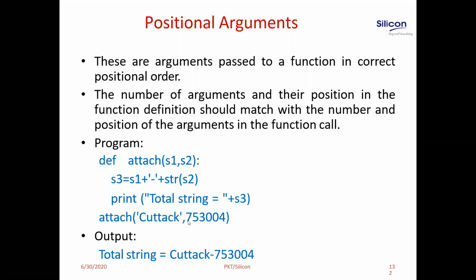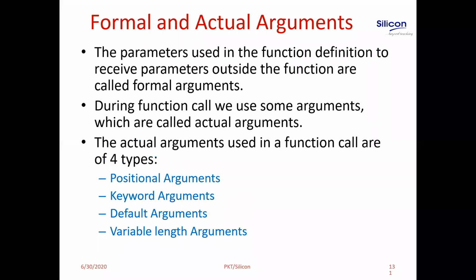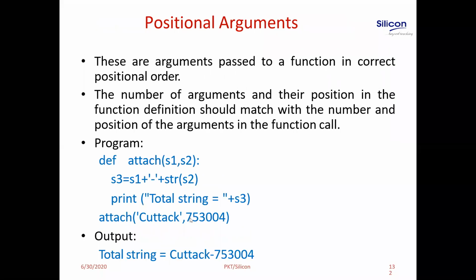However, we can change it. I will tell you how to change it if you want. So this is one way of doing it. It's a positional argument. Correct? So we have 4 types we have read: positional, keyword, default, and variable length. This is one way of defining. The order in which you define the parameters, in the same order you have to pass the arguments to the function.